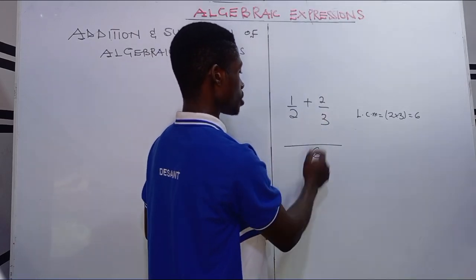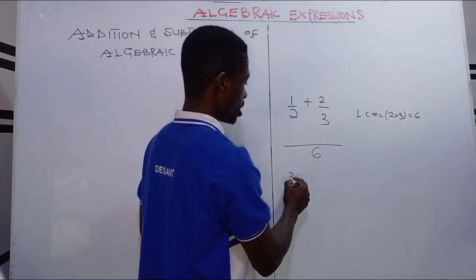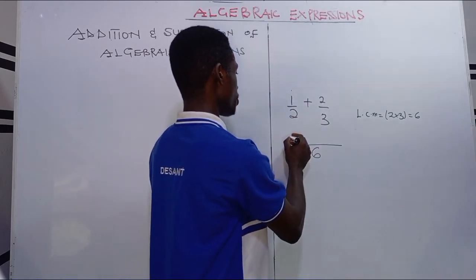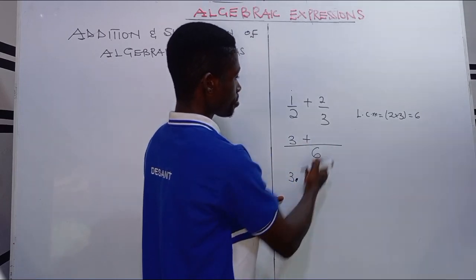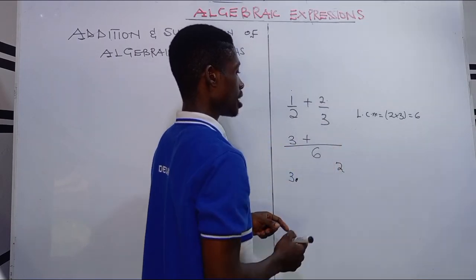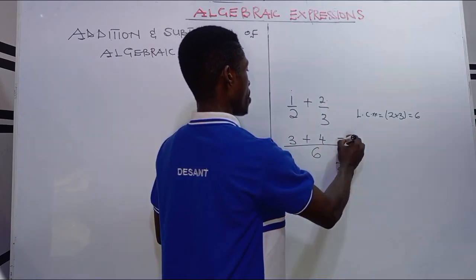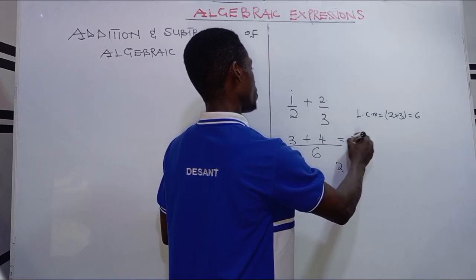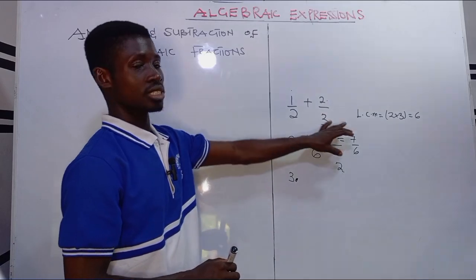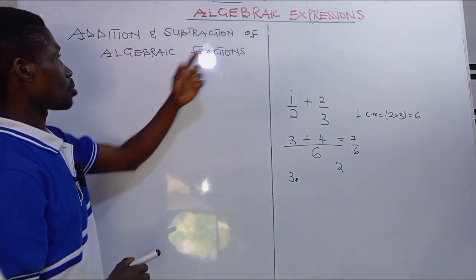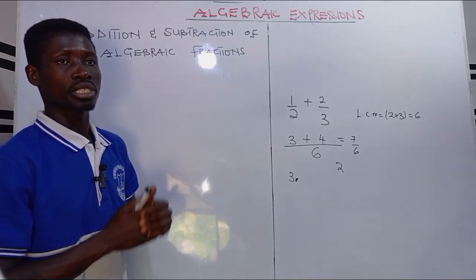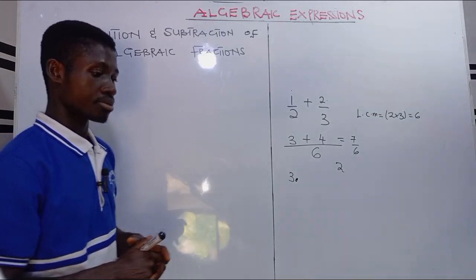So we have 2 into 6, how many times? We have 3. And then we use the 3 to multiply the numerator, and that gives us 3. Plus 3 into 6, that gives us 2. We use the 2 to multiply the numerator, and that gives us 4. So 3 plus 4 gives us 7 all over 6. So we are going to base on this very concept in adding and subtracting algebraic fractions together. So let's take some few examples and then see how it goes.